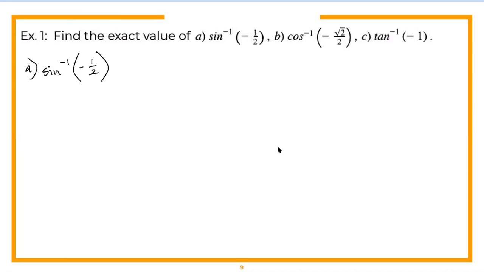So this question is really asking us this: find the angle with a y value of -1/2. How do I know that it's asking me for a y value of -1/2? How do I know it's not asking me for an x value of 1/2?